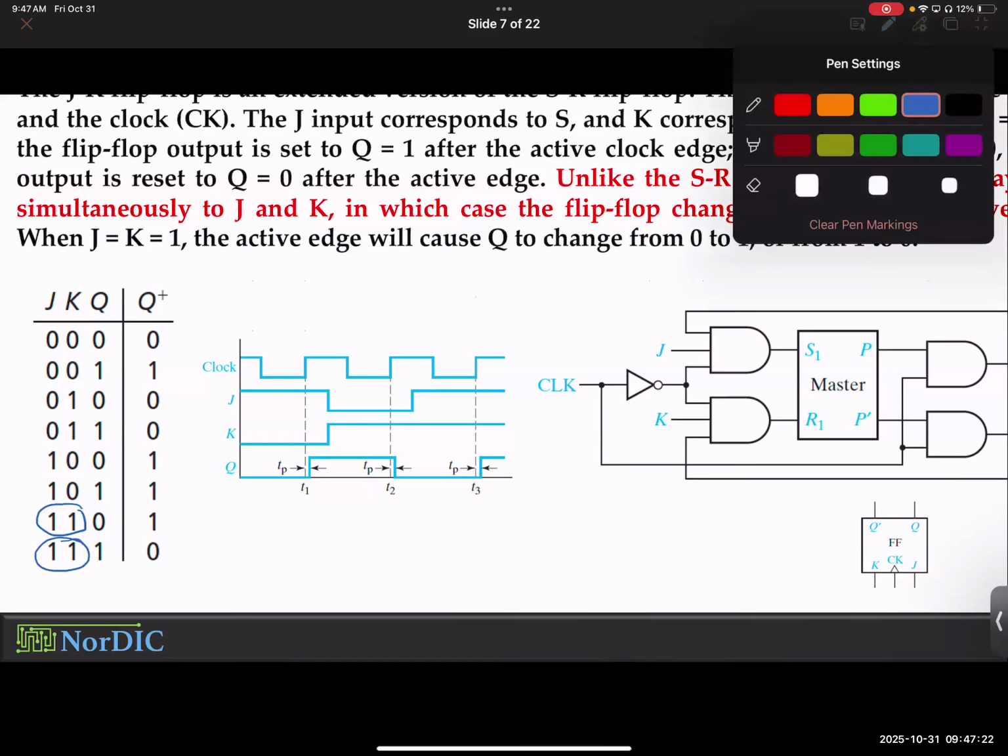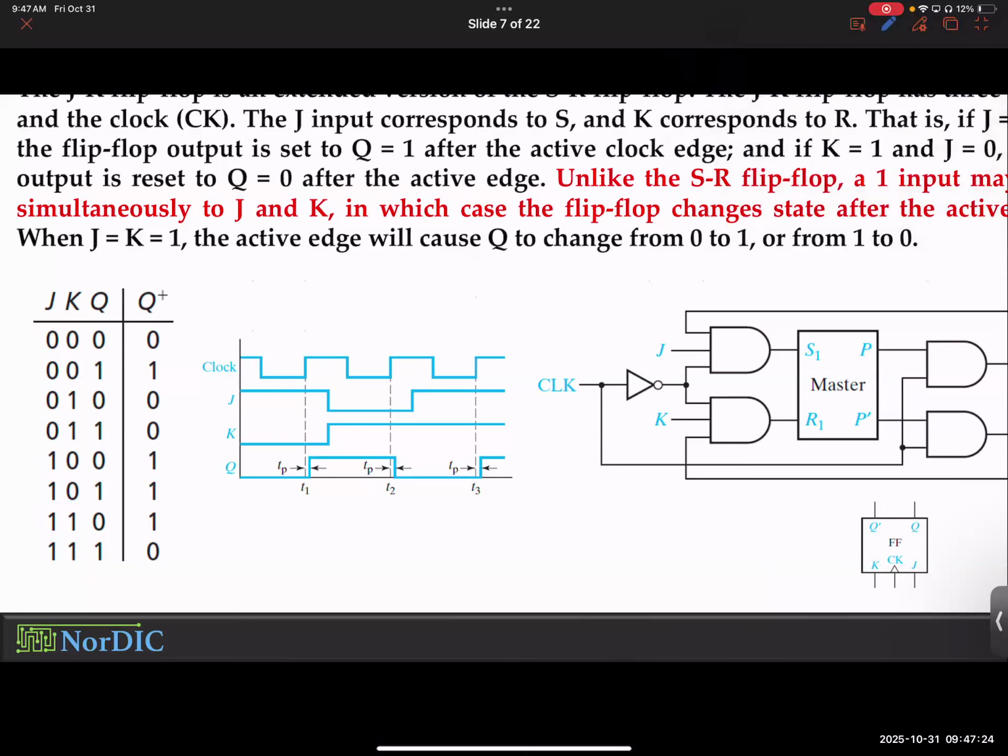Let me start with something simpler first, and not just jump into the most difficult part. When J is 1, I told you it is like set, didn't I? So it is setting the output to 1. Even if this is your previous output, remember: if your previous output was 0, you make it 1. If it was 1, you still make it 1. Basically, it is the set that is in control.